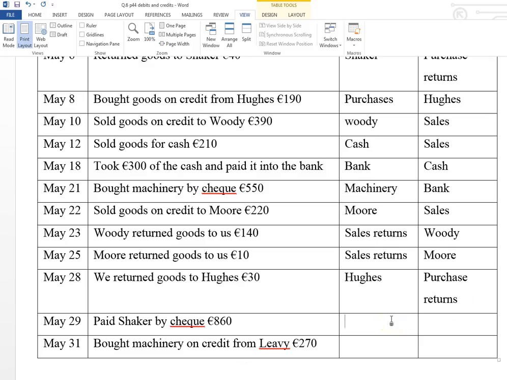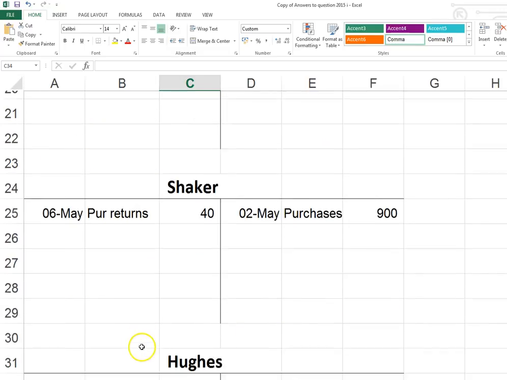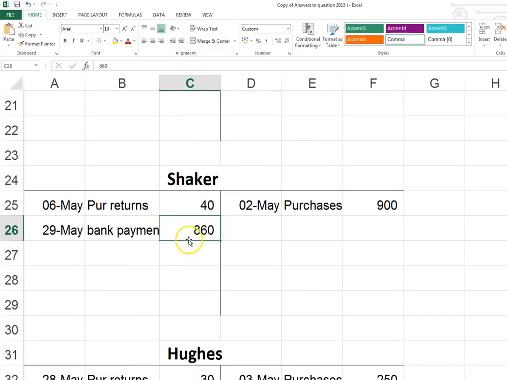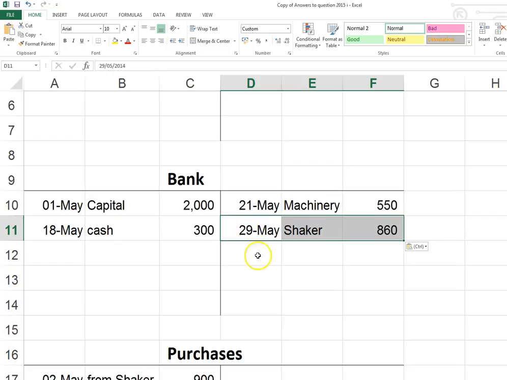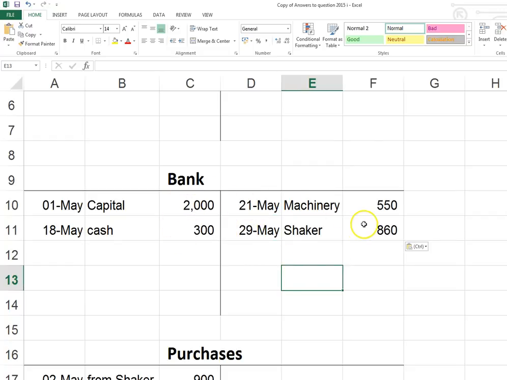Lastly, paid Shaker by check, 860, and when you see check, you think of bank. If we paid someone, there's money leaving the bank, so bank is the giver, and Shaker is receiving our hard-earned money. And they're the two accounts, so we already have the two of them open, so we just find Shaker and bank. Here's Shaker. Okay, we'll do Shaker. So we've debited Shaker with 860, and we need to credit bank with 860. So this is all the money in the bank, this is the money out.